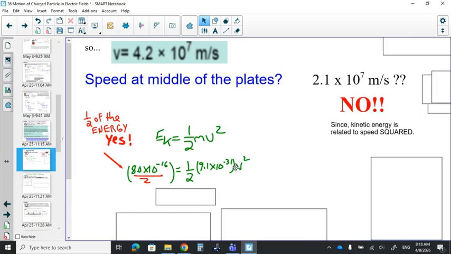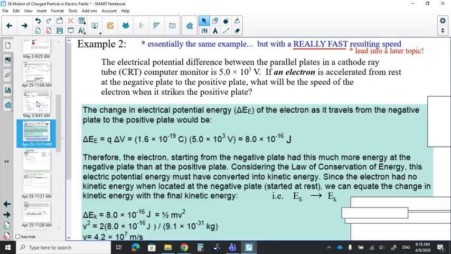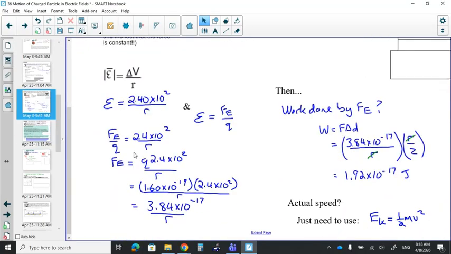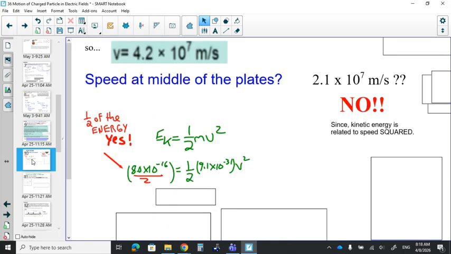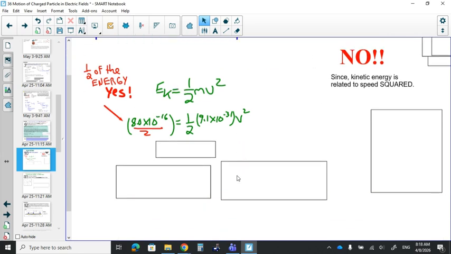Doesn't mean half the speed, it just means half the amount of energy. So we did that in the previous one, we did that here, right? We did that already. But if you pressed pause and were thinking about this, a lot of people would have guessed it's just going to be 2.1 times 10 to the 7. I'm just trying to draw your attention to it, so it helps you not make that error.